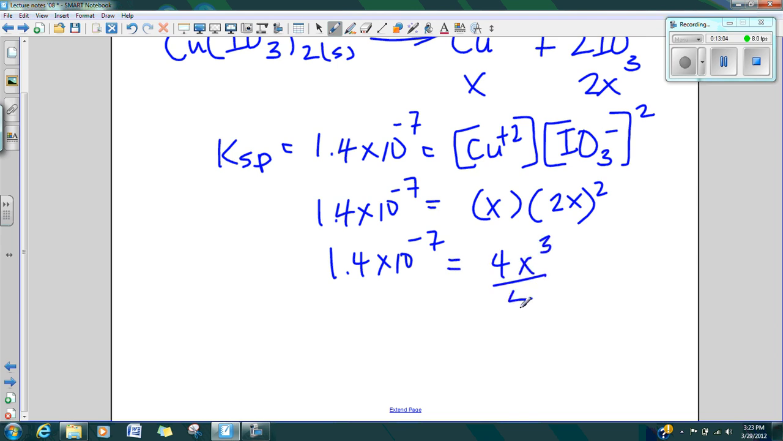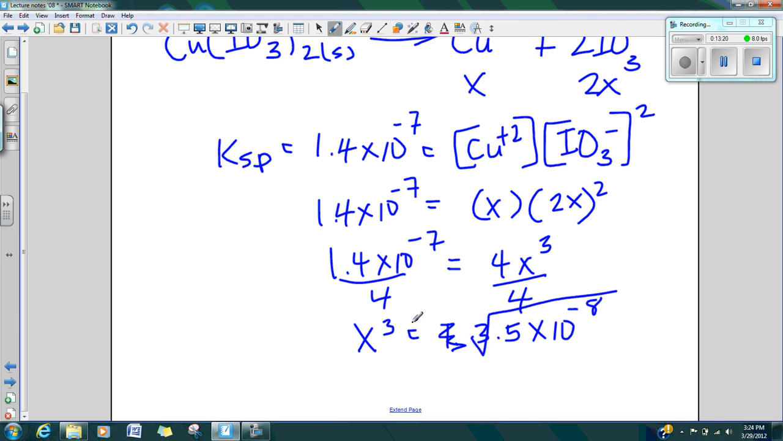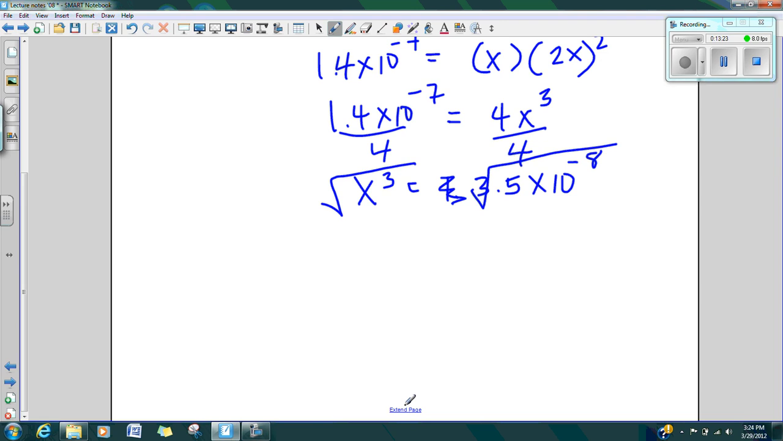Divide both sides by 4, and you are going to end up taking the cube root of 3.5 times 10 to the negative 8th. Check that calculation, make sure I did that right. If I take the cube root of both sides, I'm going to see that my x is equal to 3.3 times 10 to the minus 3rd. Now, the solubility of the copper iodate is a concentration, so this is going to be moles per liter, or simply molarity, and that's going to be how soluble my copper iodate is.